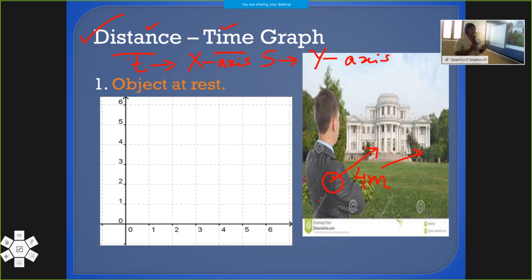At starting time 0, then after 1 second the building is not moving, it is not changing position. So this building is at rest. After 2 seconds also the position will not change. That means this object is at rest. So how can we interpret? How can we draw the distance time graph for that building at rest? So, for an object at rest.